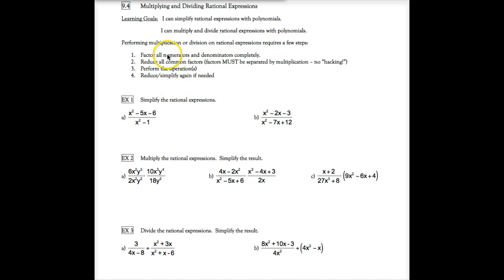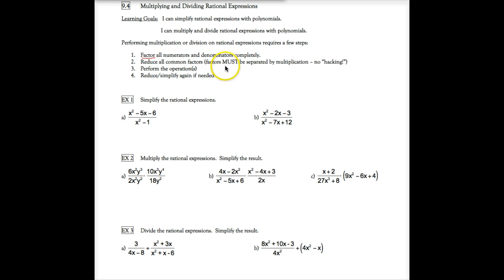I've got a little list here of the order of the steps that you should take. First, number 1, factor all numerators and denominators completely. I said at the beginning of the year you have to be able to factor in Algebra 2, and here it is again. You have to be able to factor because it's step 1 and you can't get to the rest of the steps if you can't factor. Once we have it factored, we can reduce all the common factors, meaning we can cancel them out, the things that they have in common.